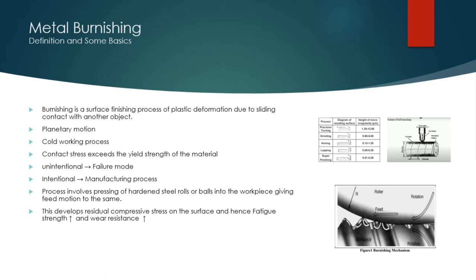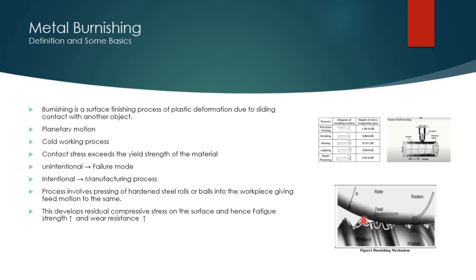So as I have mentioned earlier, let me just put on my pointer. Yes, if you can see here in this image, the bottom image, there is a workpiece, there is a ball, which is a hardened ball or roller for that matter, with some radius r. Now both of these, the tool and the workpiece, are rotating. Understand this, both are rotating. That is how the planetary motion is being taken out from here. And there is a constant feed.